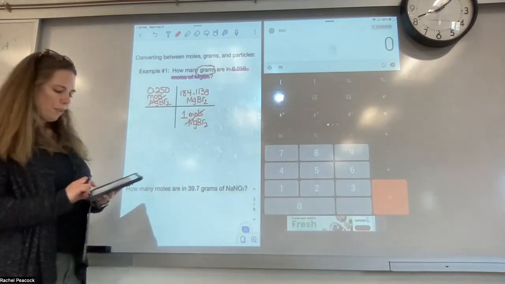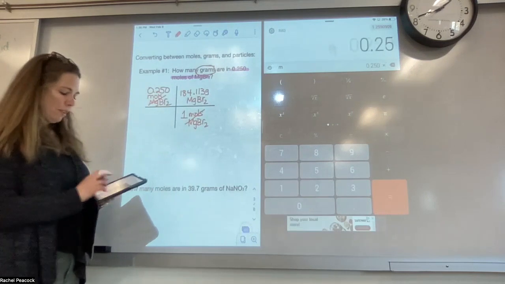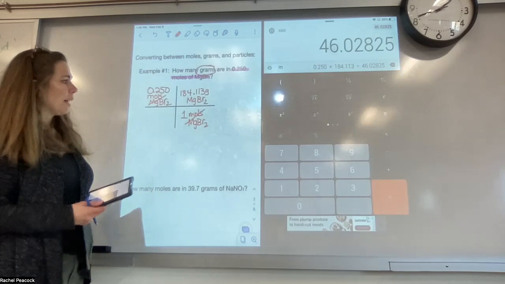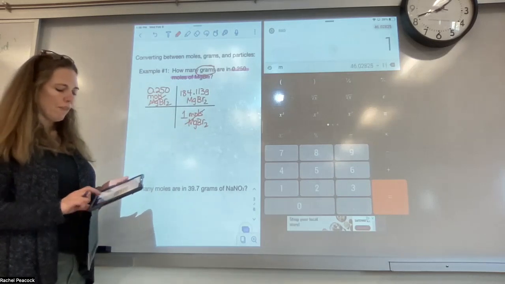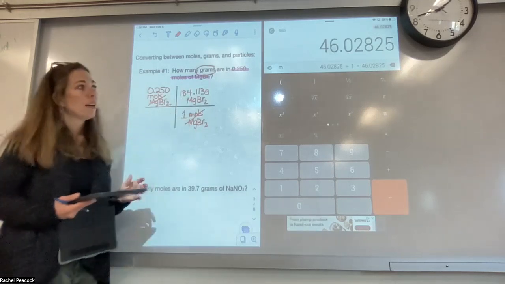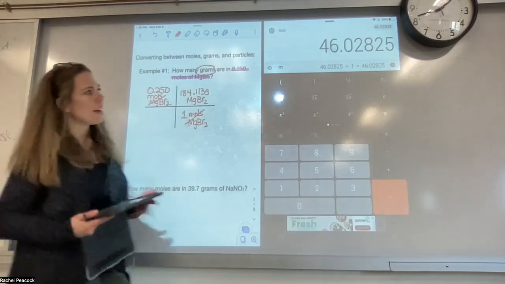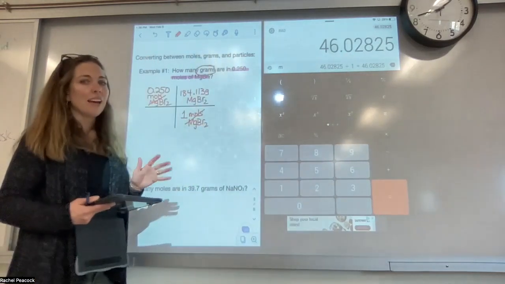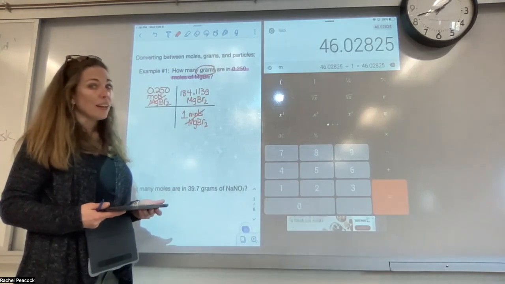All right. We're doing 0.250 times 184.113. Okay. Divide by 1. I would get in the habit of making sure you're dividing by the bottom. It's going to be 1 a lot of times on these first few, but it's not always going to be 1. Okay. And then here's your answer, your calculator answer, right? Okay. I want you to look at that. You don't write that whole thing down.